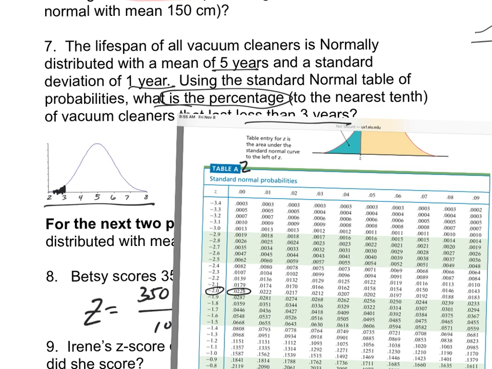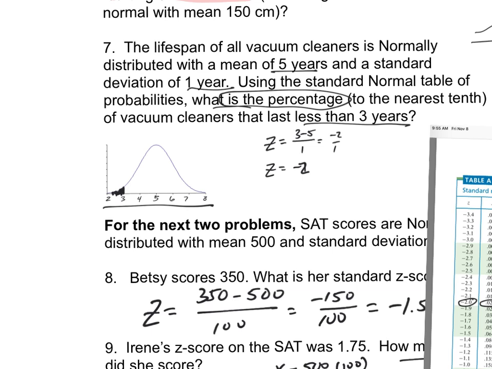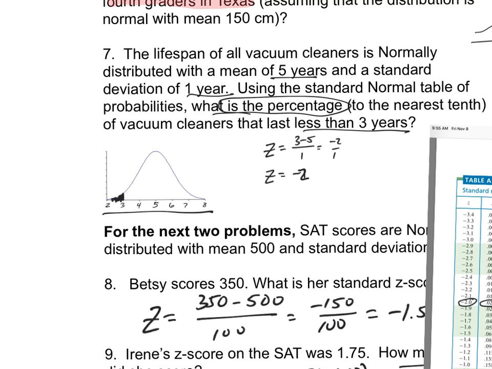0.0228. So I'm going to move that over to the side. So then I have a p-value of 0.0228, which is 2.28%, because we are looking for percent.